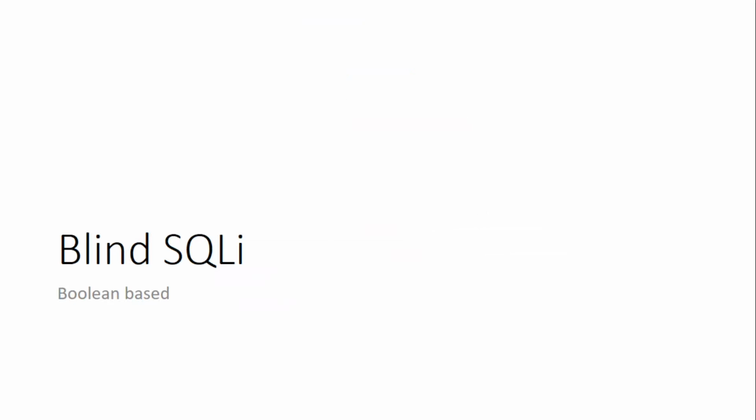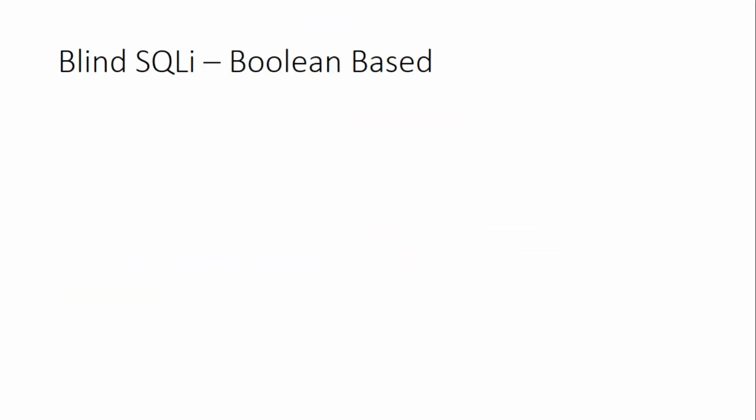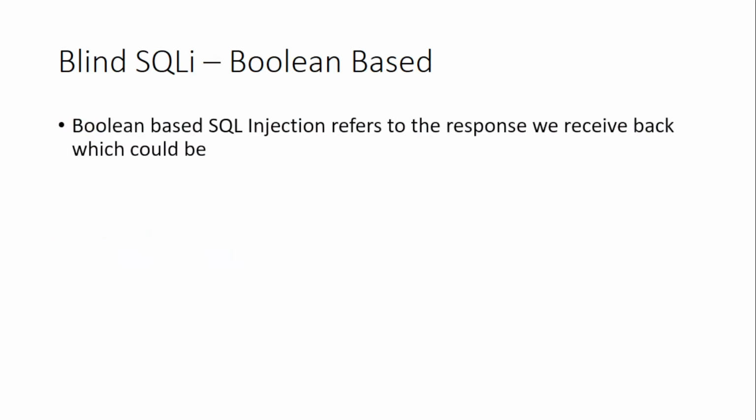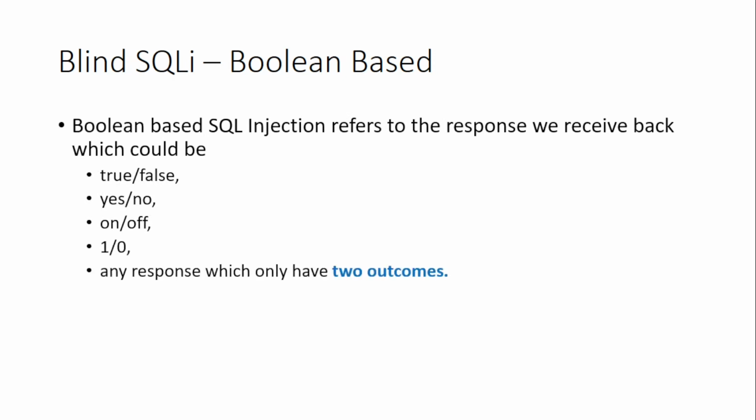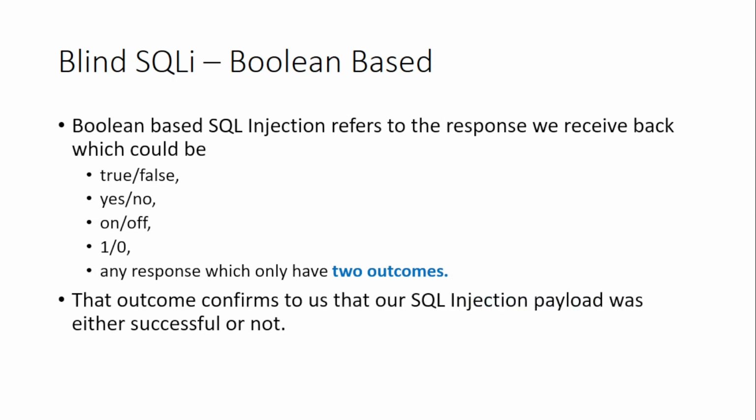The next blind SQL injection that we'll talk about is the boolean based one. So boolean based SQL injections refers to the response we receive back, which could be either true or false, yes or no, on or off, 1 or 0, or any response which only has two outcomes. That outcome confirms to us that our SQL injection payload was either successful or not.